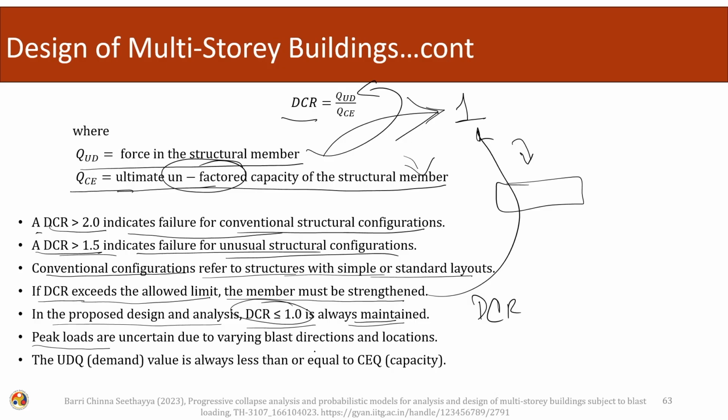Depending upon the varying direction, locations, different mechanisms that we do not understand, or some simplification in our analysis procedure, it might happen that the DCR goes greater than 1 in the realistic scenario. So, it is always advisable to keep DCR less than 1 and do not optimize till we reach the limit. So, we always have to keep a margin whenever we are designing a system.